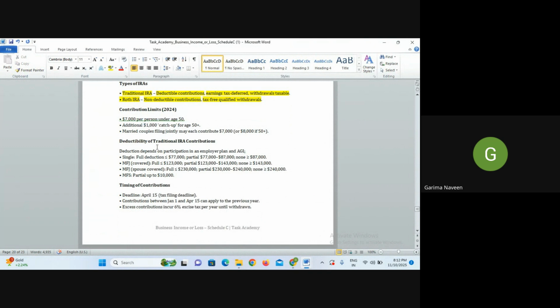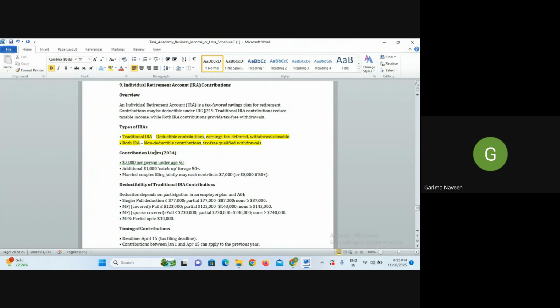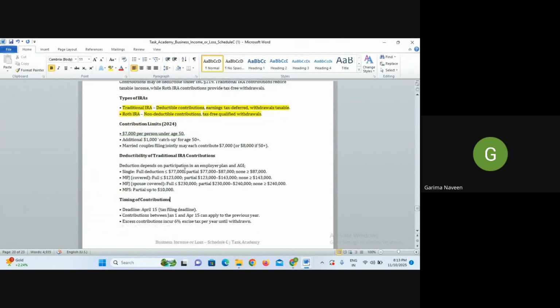Next is deductibility of traditional IRA contribution. The deduction basically depends upon participation in an employer plan and AGI. What happens if, as an individual, you do not have any employer sponsored plan? Sometimes when you are working in a company, the employer might create some pension plan for you. If you already have an employer sponsored plan, then there is a limit to contribution as well as deduction in the IRA.